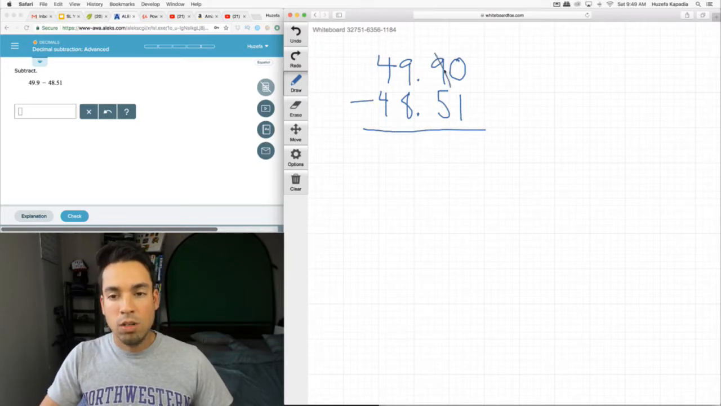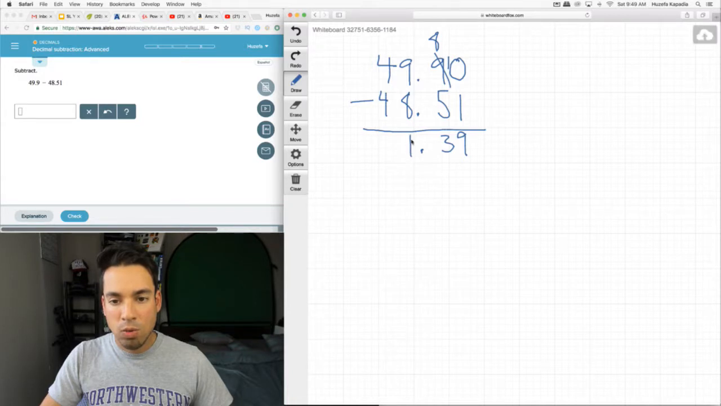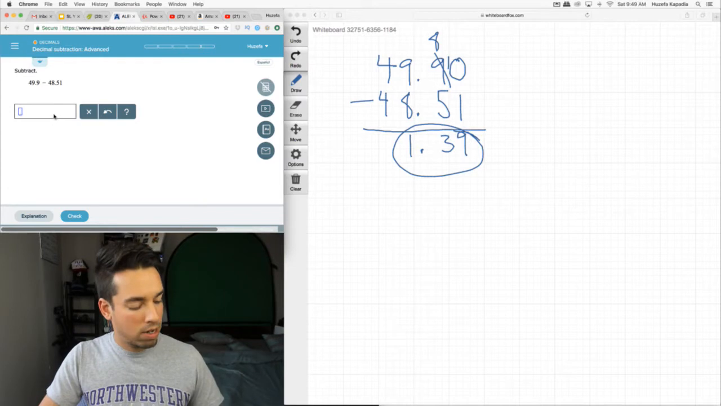0 can't subtract 1, so we're going to borrow a 1 from here. And that makes it 10 minus 1 is 9. 8 minus 5 is 3. Dot. 9 minus 8 is 1. 4 minus 4 is nothing. So our answer is 1.39.